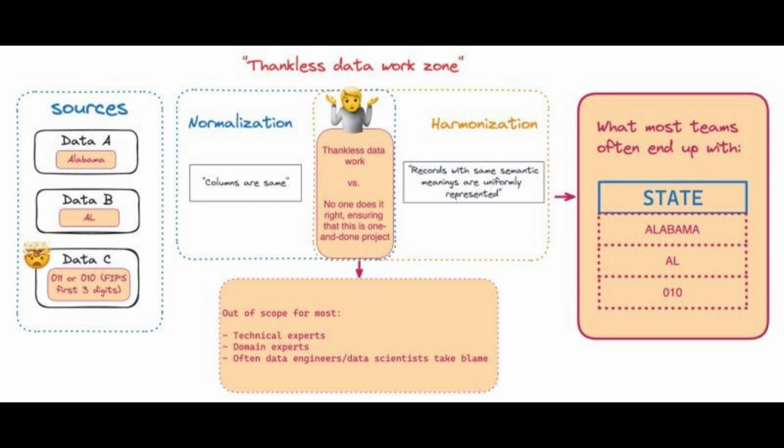Exactly. Normalization is the process of making sure all that data is formatted consistently. So you might convert everything to the 2-letter state abbreviation, for example. So it's like cleaning up a messy spreadsheet. Yeah. Making sure all the data is in the same format. That's a great analogy. Now, harmonization goes a step further. It's not just about consistent formatting. It's about making sure the meaning is aligned, even if the format's different.